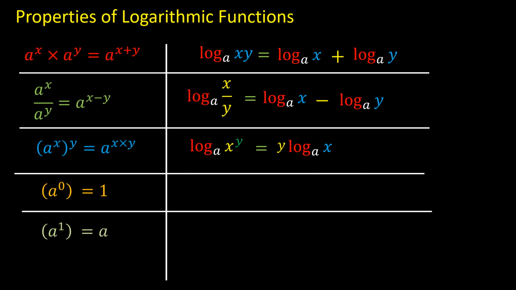So here, if you have a power inside the logarithm, actually you can multiply the power with the logarithm. Now here, a power 0 equals 1, so the logarithm of 1 is equal to 0, and a power 1 is a, so logarithm base a of a is equal to 1. So these are the properties of the logarithm, and we compare them with the properties of the exponent.